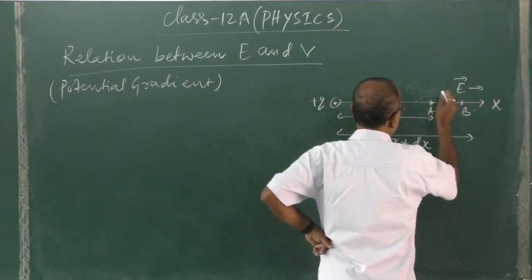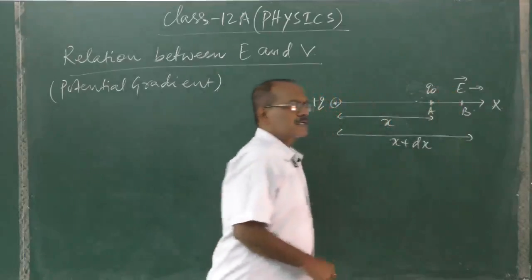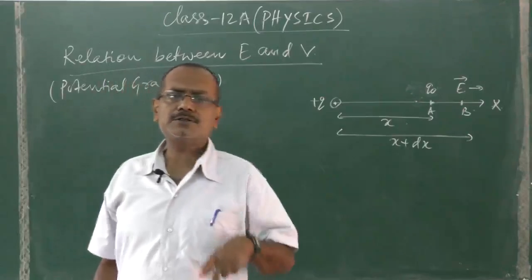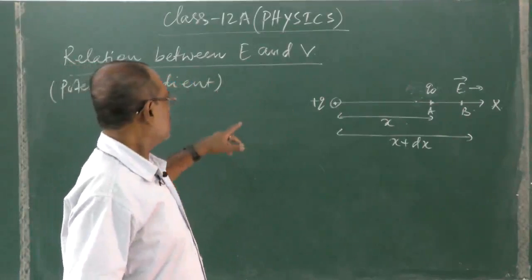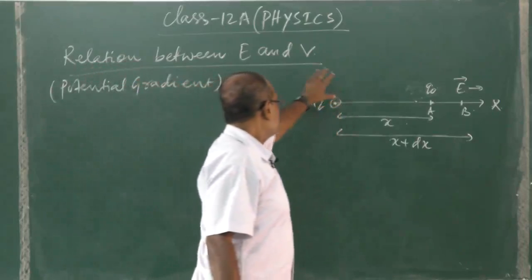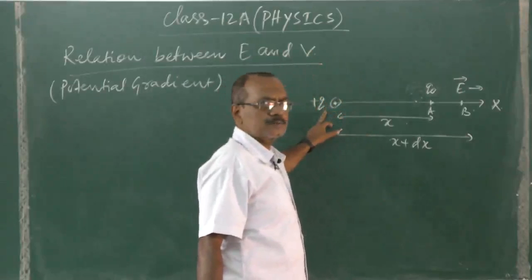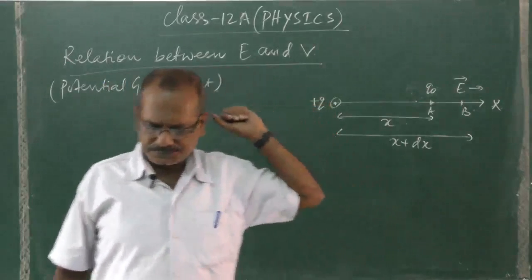Now, here we are testing with the Q naught charge. And keep in mind, the Q naught charge will be taken so small that it will not disturb the electric field due to the source charge. This is source charge. It will not disturb the source charge.